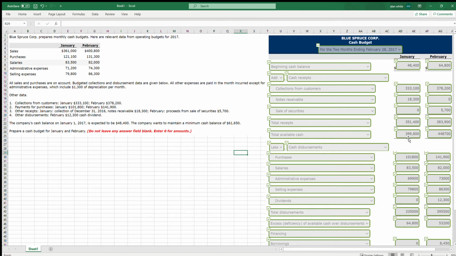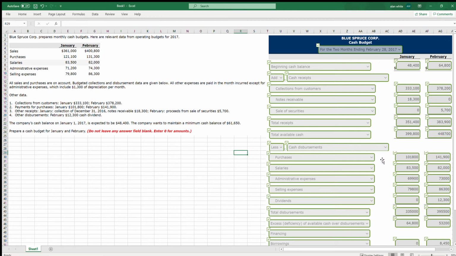Okay, next thing we're looking at is the second part of our cash budget statement. Those are going to be our cash disbursements. Again, this is money that the corporation is dispersing, that it's losing here.